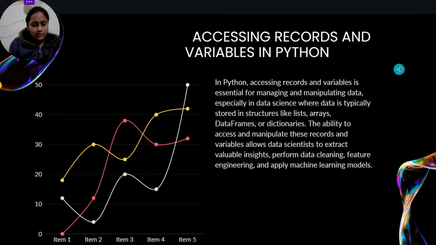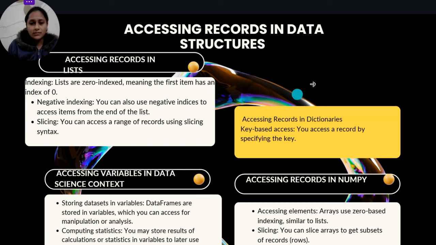Now, last but not the least, let's discuss how to access records and variables in Python. In Python, accessing records and variables is essential for managing and manipulating data, especially in data science, where data is typically stored in data structures like lists, arrays, data frames, or dictionaries. The ability to access and manipulate these records and variables allows data scientists to extract valuable insights and knowledge, perform data cleaning, feature engineering, and apply machine learning models. Now let's discuss how to access records and variables in Python.